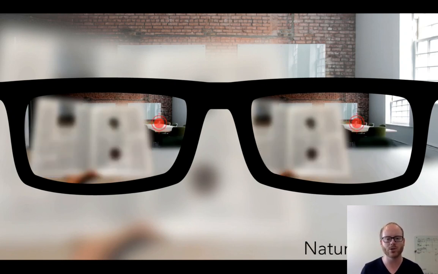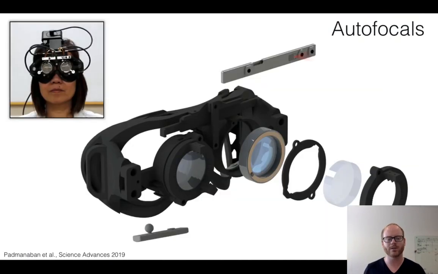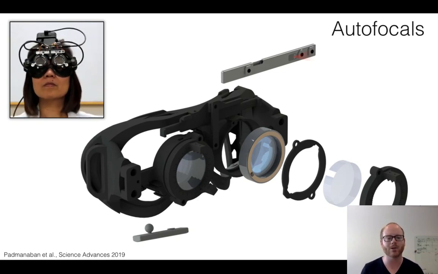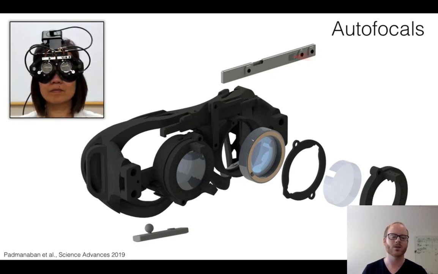The natural solution is actually to just look at an object and that object coming into focus, which you can kind of see here. So we would like to have a technology that allows us to just look at an object and then do the refocusing for us. So this is something we've been exploring in our lab for the last few years, and we call this technology autofocals. It looks very much like a head-mounted display. This is one of our really early prototypes, which we've in the meantime miniaturized also.